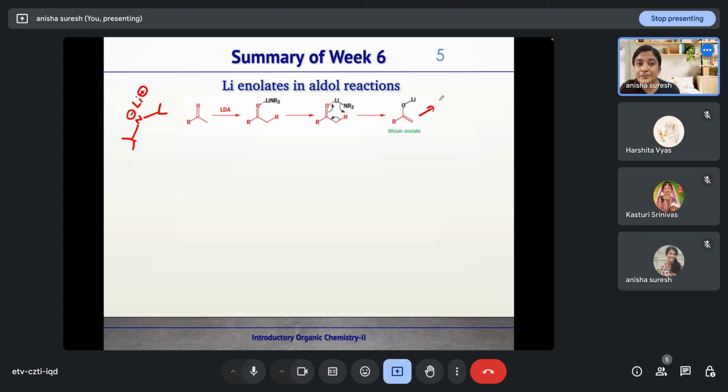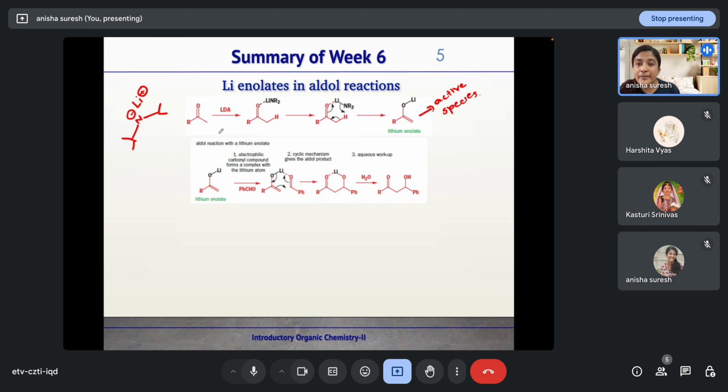So this is the active species in the reaction. Now what will happen, we have an aldol reaction with a lithium enolate. The electrophilic carbonyl compound forms a complex with the lithium atom. So this is the electrophilic carbonyl compound. It will form a complex with the lithium atom by this temporary bonding.